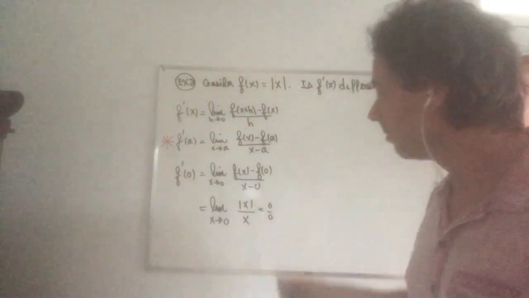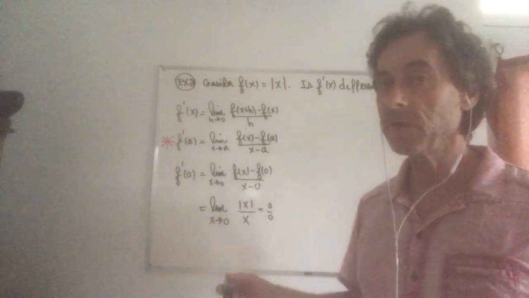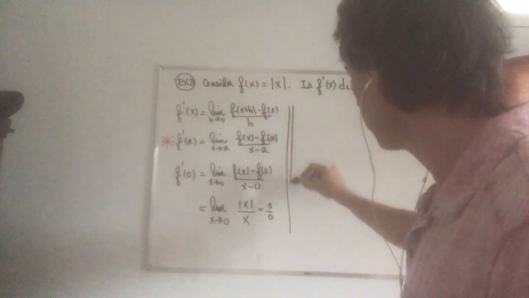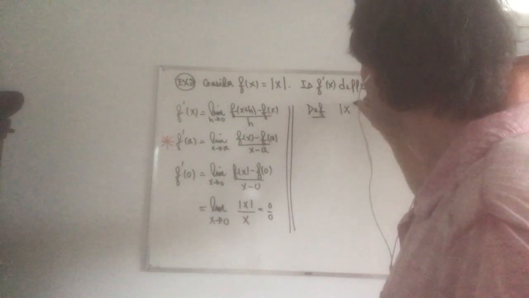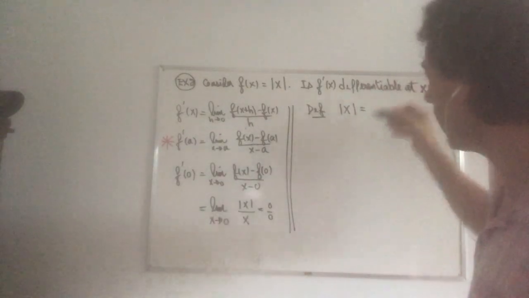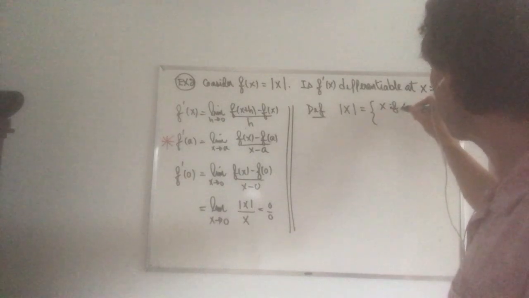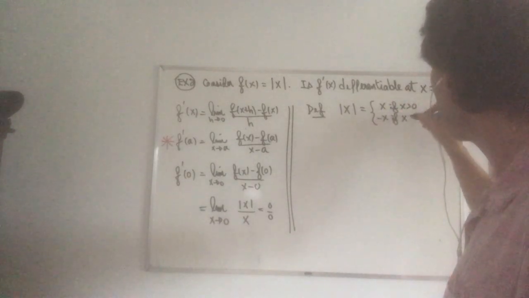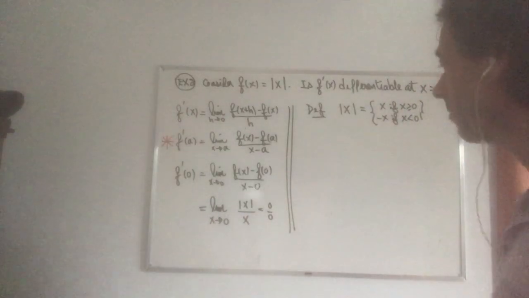Now, how do I evaluate this? Wow, absolute value. Unless I remember the definition of the absolute value, then I'm going to be stuck. But I remember the definition, yes? Absolute value is itself if x is greater than 0, and it's minus x if x is less than 0. We could put the equal sign anywhere, put it here for the sake of the argument.